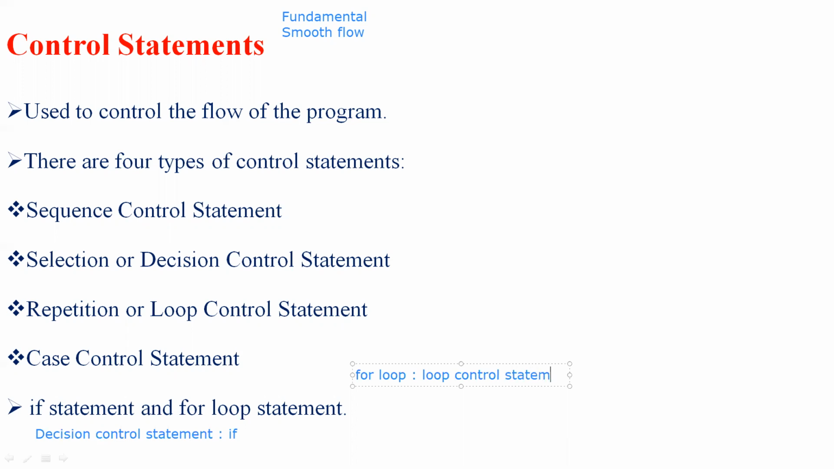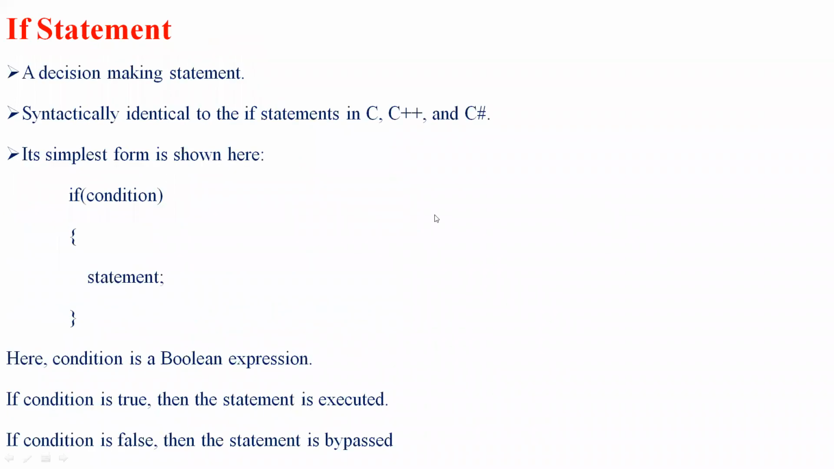So basically in this session, in the very first module, we'll discuss two major control statements: the if statement, which is a decision control statement, and the for loop statement, which is a loop control statement. So let's discuss both the if statement and the loop statement by taking simple examples.